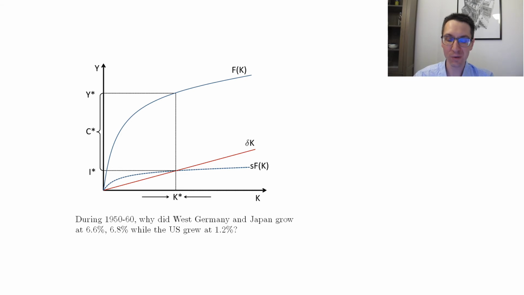Oh yeah, one last thing is, why do we need the Inada conditions? Well, first of all, because we absolutely want this investment curve to be above the depreciation curve for a small amount of capital. So if the slope here is infinite, that makes sure that this is happening, because delta is not infinite. And then since s f of k is going to be flat at infinity and delta k is always increasing, we're sure that there's a single crossing here. So a single existence of the equilibrium. So that's why we need the Inada conditions.